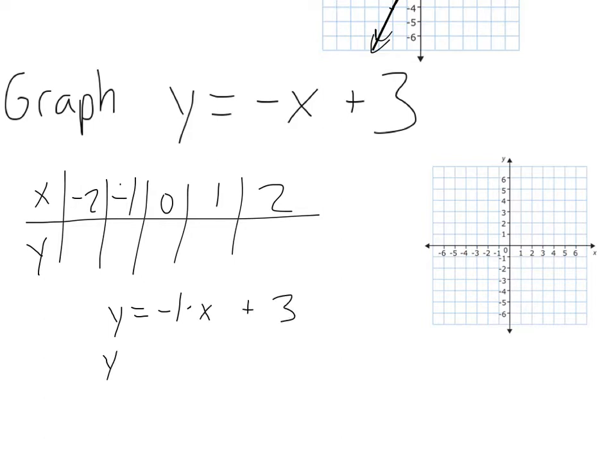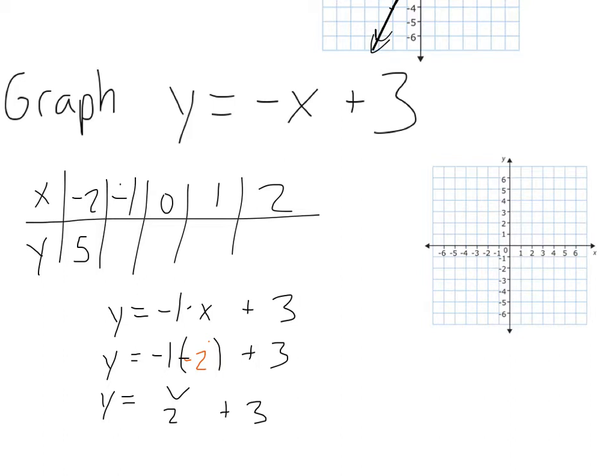So if I'm going to plug in a negative 2 and then a negative 1, a 0, 1, 2, I'm going to put it where the x goes. So it's like saying y equals negative 1 times, not x, but negative 2. Okay? And then plus 3. Well, what is negative 1 times negative 2? Well, that's positive 2 plus a 3, and 2 plus 3 is 5.